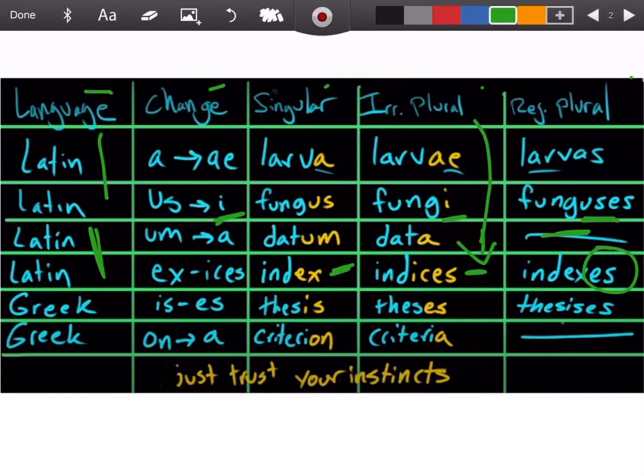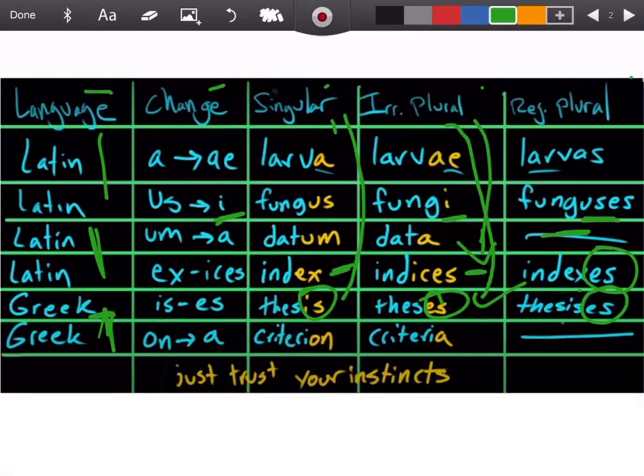And then there are Greek words. The last two are the Greek words. So let's see that. There's an IS to ES. Thesis is our singular, and when you make the irregular pluralization, it will be theses. Now we have the regular plural, which will be thesises, thesis plus ES.